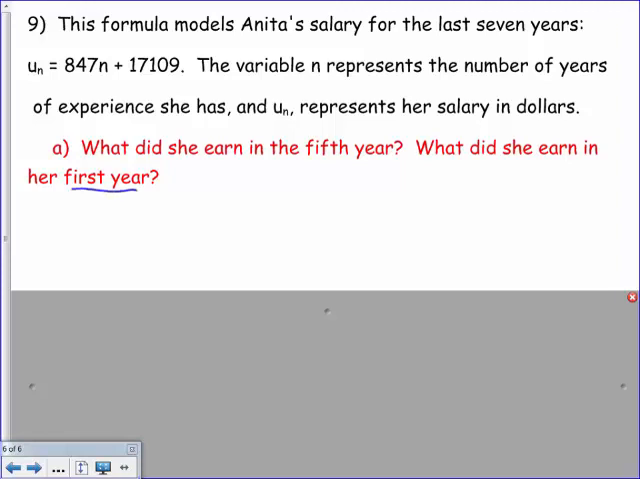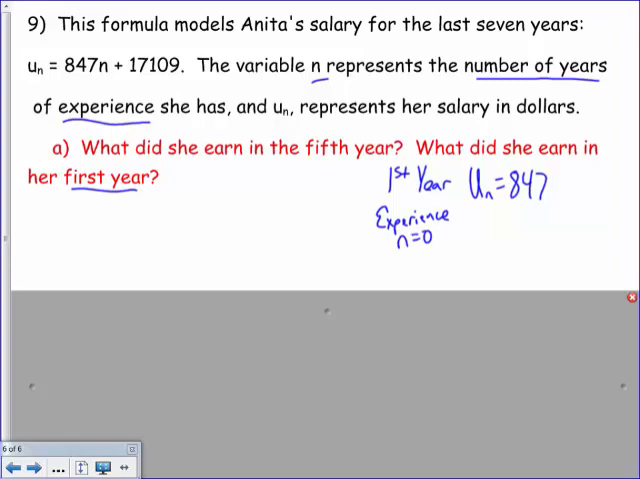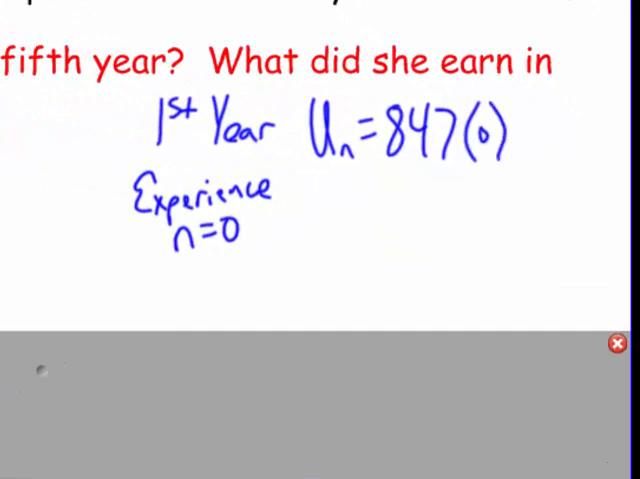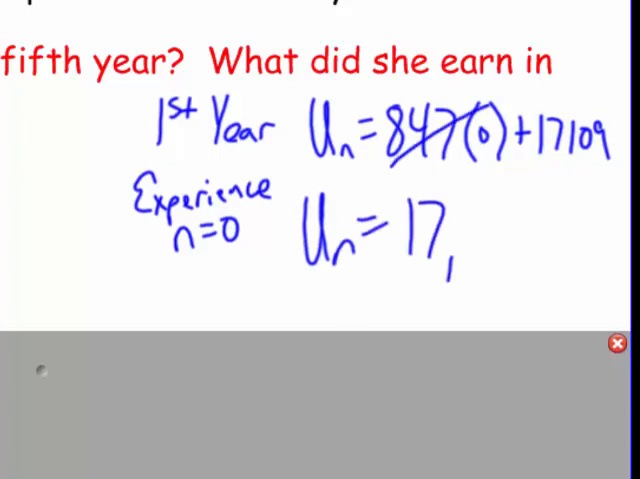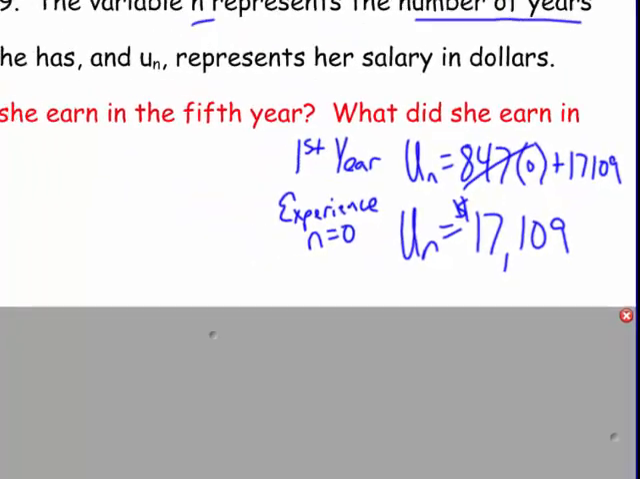Okay, so what did she earn in her 1st year? Be careful with that. In her 1st year, what would I plug in for n? So U sub n equals 847. Do I plug in 1? Be careful, what does n stand for? It represents number of years of experience. So in her 1st year, how much experience does she have? Oh, she'd have no experience, right? So n would equal 0 in the 1st year. She has 0 experience. So I take times 0 plus 17,109. So what was her salary? Well, U sub n would equal, that is just $17,109. Okay, so be careful there.